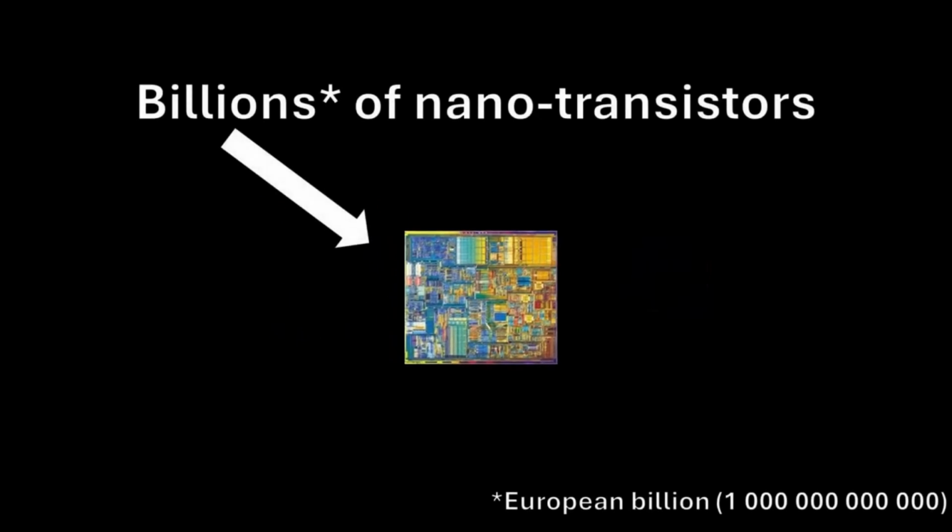Here you can see the inside of the silicon chip of the processor. See these colors? Every single one of these, smaller even than a pixel, because I couldn't fit it, is a transistor, a nanotransistor. They contain billions of nanotransistors. If you can't read these, I'm talking about European billion.